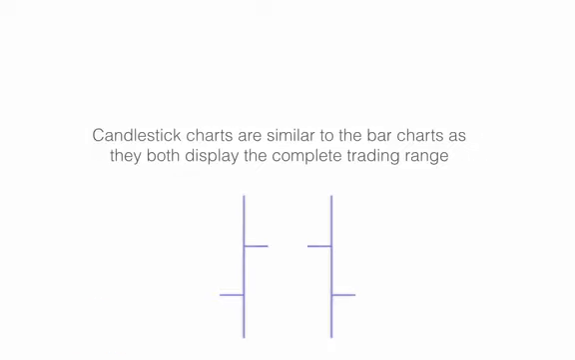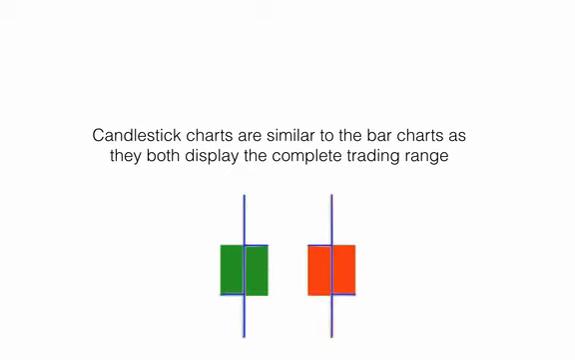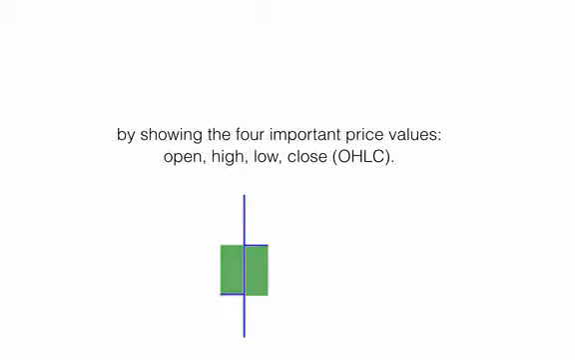Education is power. Candlestick charts are similar to the bar charts as they both display the complete trading range by showing the four important price values: open, high, low, and close.